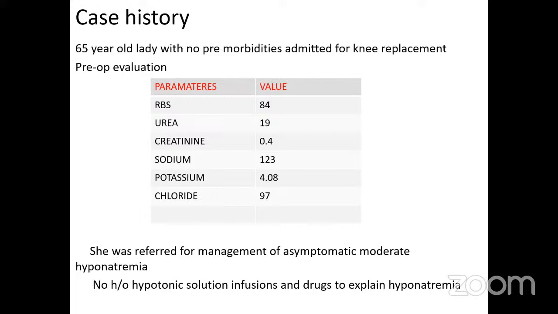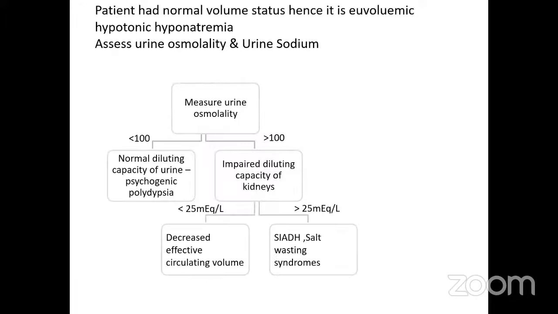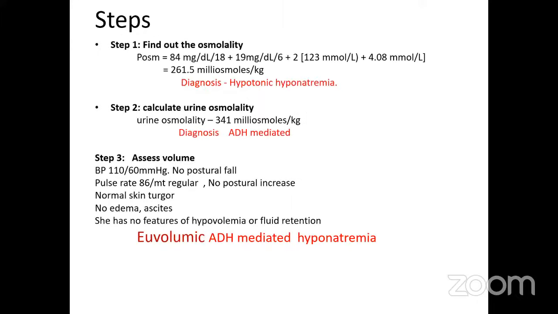The patient was not on any diuretic or other medications to explain hyponatremia. So this patient had hypotonic, euvolemic hyponatremia. As we discussed, you should estimate the urine osmolality, and if the urine osmolality is more than 100, you should check the urine sodium. This patient had a urine osmolality of 341, thereby suggesting it is ADH mediated.